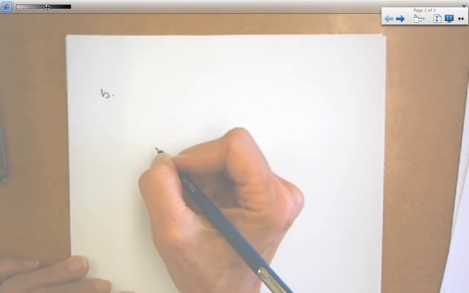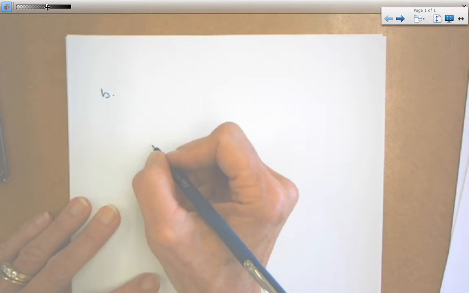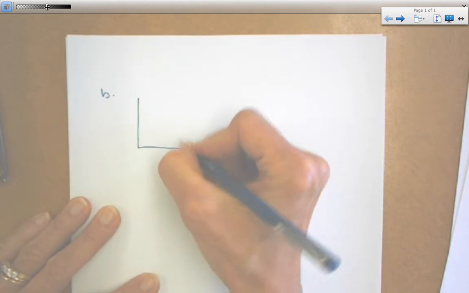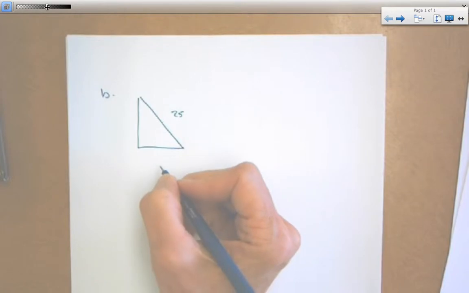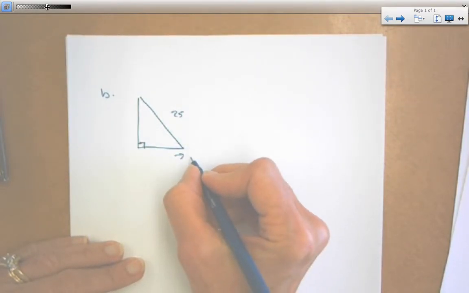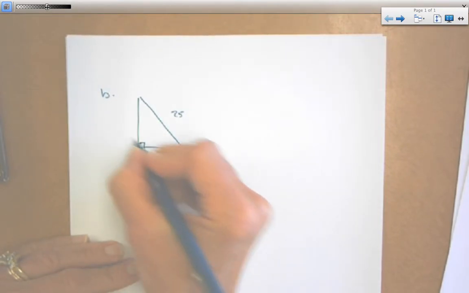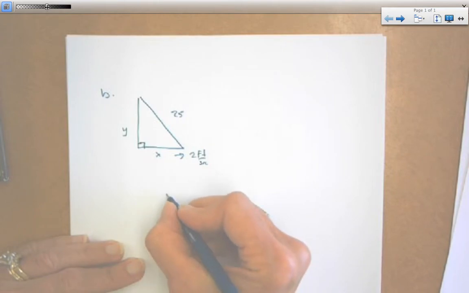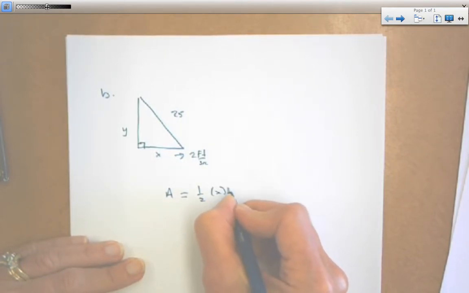Consider the triangle formed by the side of the house, the ladder, and the ground. Find the rate at which the area of the triangle is changing when the base of the ladder is 7 feet from the wall. Okay, so let's go back. The ladder is 25, and this is still moving out at 2 feet per second. This is my x and this is my y. But this time I want to know how the area is changing. So area is 1/2 base times height.